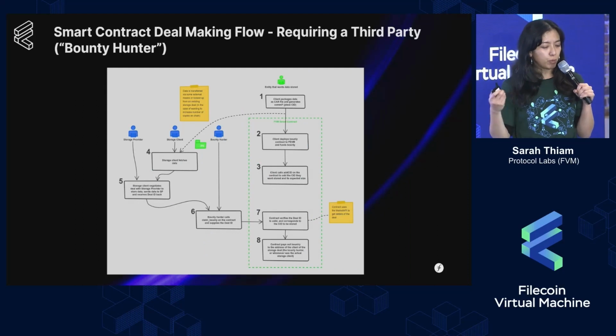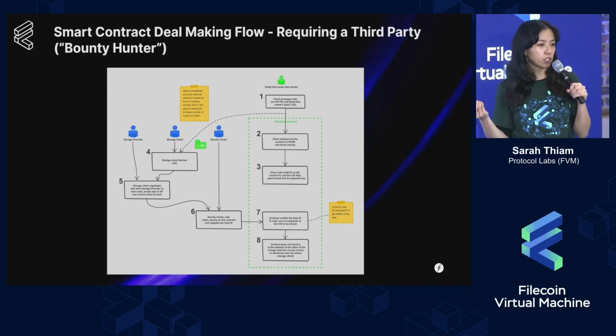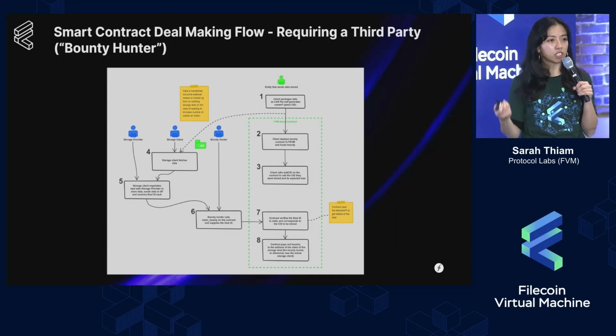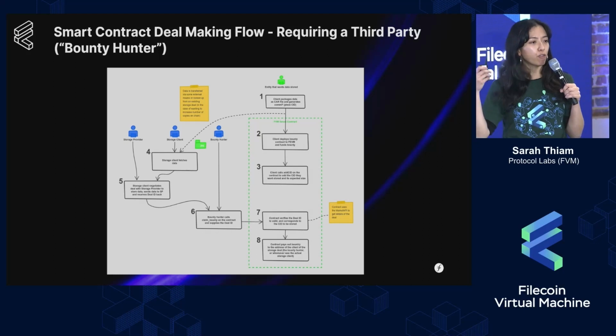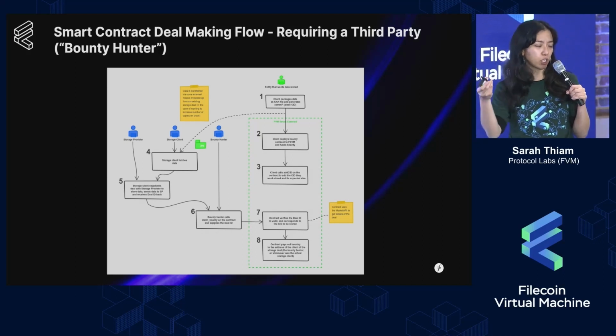With FVM, you can actually automate some parts of that. We have two options as of today. One option is the deal bounty contract. What that does is that you can write a smart contract, put your bounty in it, and then wait for a storage provider, a bounty hunter, or the bounty hunter can be the storage provider themselves, to see, oh, that's a deal proposal, it has money in it, I want to go make the storage deal for this person, I'll pick it up.